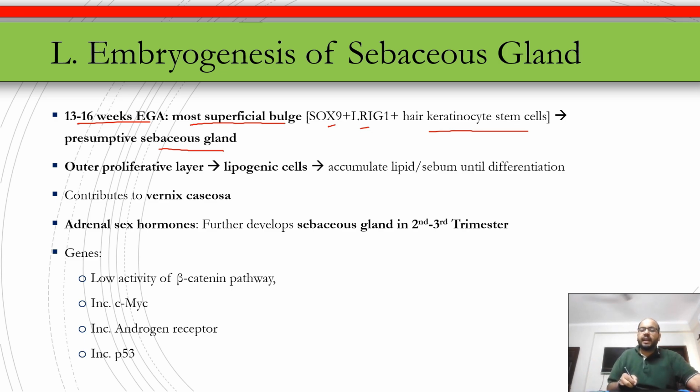Clear? Gradually, what will happen is the sebaceous gland duct will get canalized, will form a lumen, and will start to secrete the lipid secretion inside the follicle, inside the infundibulum. Clear? And this contributes to vernix caseosa, the cheesy-like covering. The other contributor was periderm. Okay. Genes require a low activity of beta-catenin, increase CMI, increase androgen receptors, and increase P53. That is just for academic interest. Clear? Let's move forward.